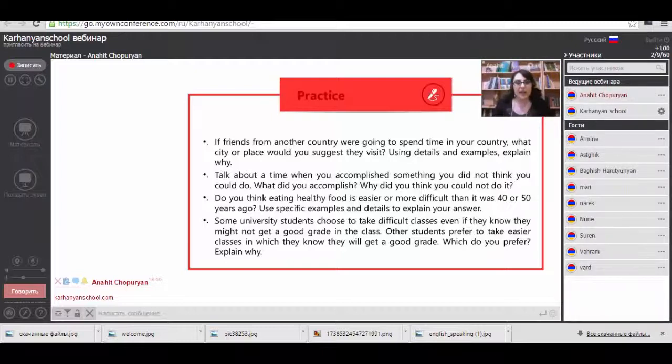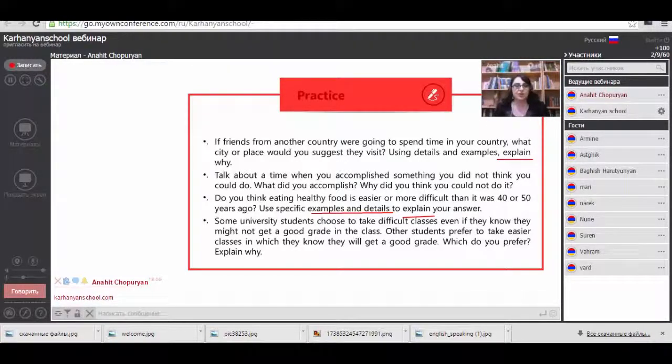Okay, do you think healthy food is easier or more difficult than it was 40 or 50 years ago? Use specific examples and details to explain your answer. So here we see that even in the question they clearly give us what we must talk about, explain, and they say give examples and details and explain your answers. Here, explain why. So they always say examples, details, and explanation.